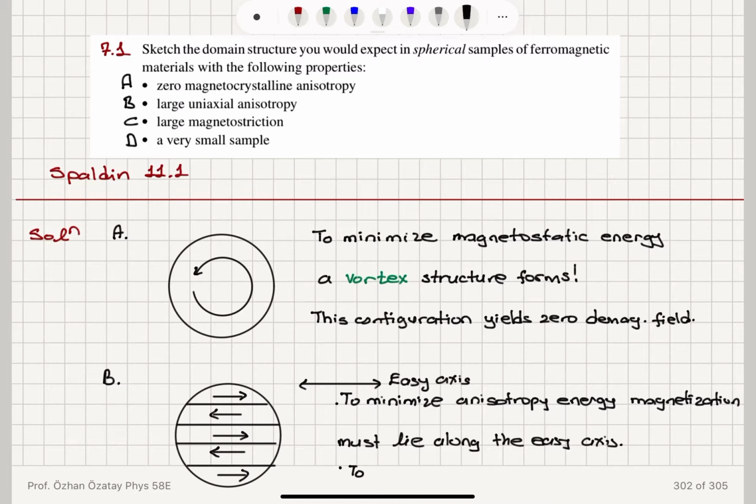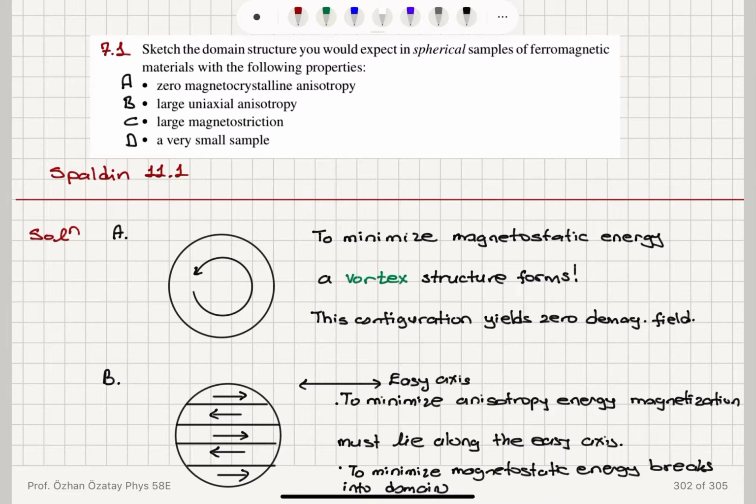So to minimize magnetostatic energy, it must break into domains. So it breaks into domains. Now, how many domains will form? So that's an important question.